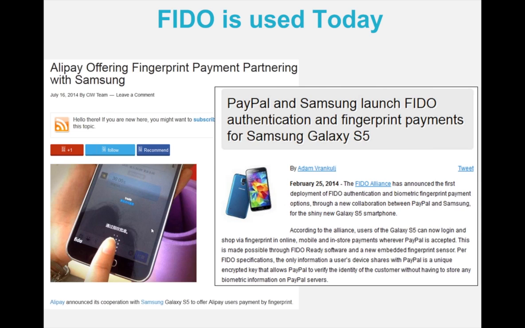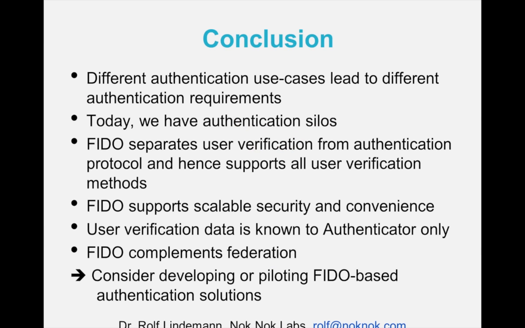So, as a conclusion, we have different authentication use cases which lead to different authentication requirements. And today we have authentication silos. So it's very hard for relying parties to exchange the user verification method, because they would have to change the server-side technology as well. And large user groups are usually not homogeneous. So they would have to support a lot of different user verification methods, so a lot of different authentication servers in their data centers. And this does not really scale.